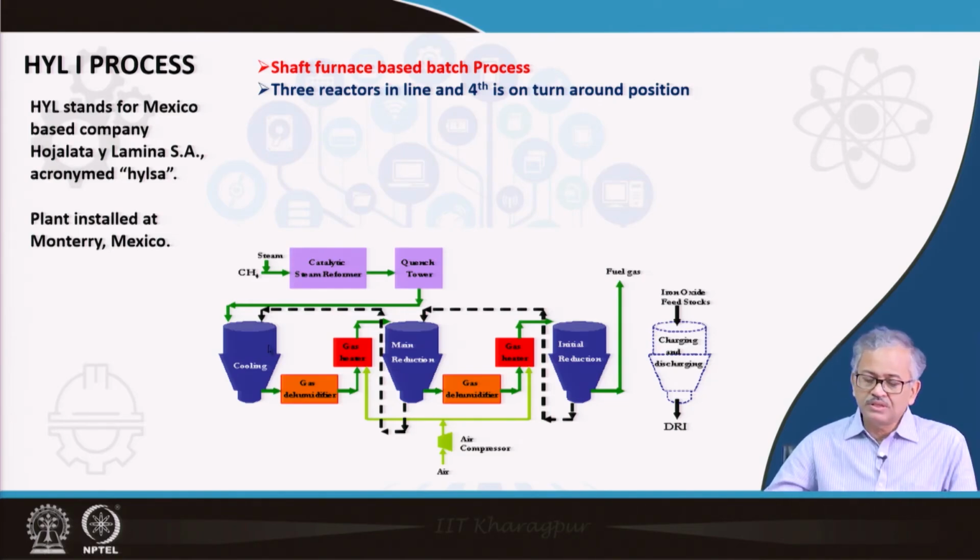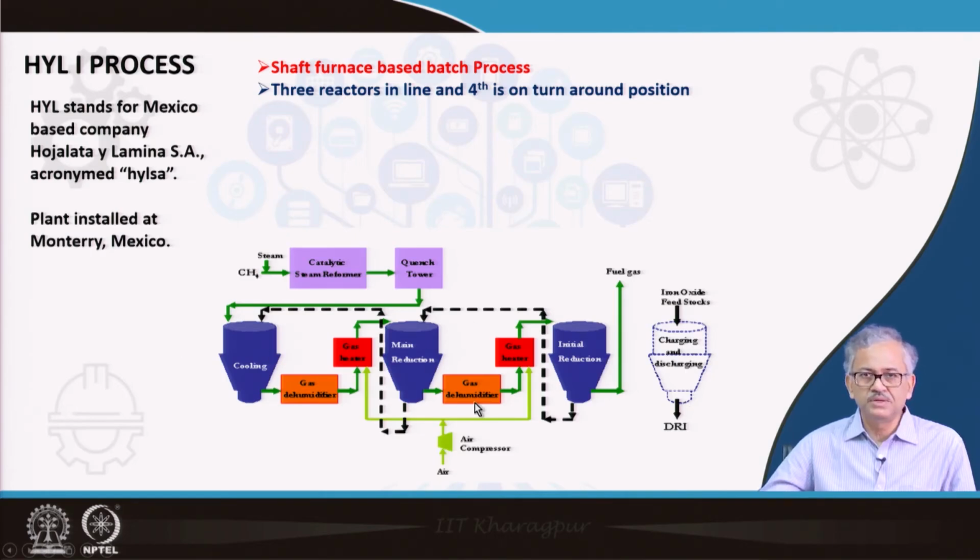It is a batch process because the reactor is filled with the charge material, iron ore, and then it gets completely metallized. After that, it is discharged from the bottom, that is, the DRI is discharged from the bottom. That's why it is a batch process, not a continuous process. You charge the iron ore, and after the processing is over, the DRI is taken out from the bottom.